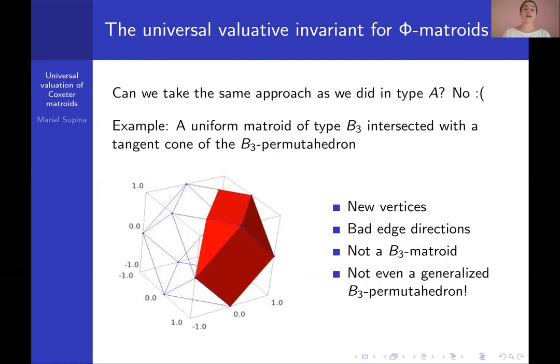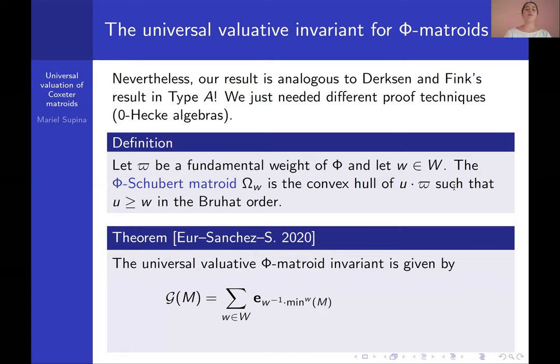So this approach that Dirksen and Fink used in type A just doesn't work for other Coxeter types. But fortunately, we were able to come up with an analogous result to Dirksen and Fink's result for type A, though we needed different proof techniques than what they used. We needed to detour through zero Hecke algebras in order to prove some facts about these Coxeter Schubert matroids that I'm about to define.